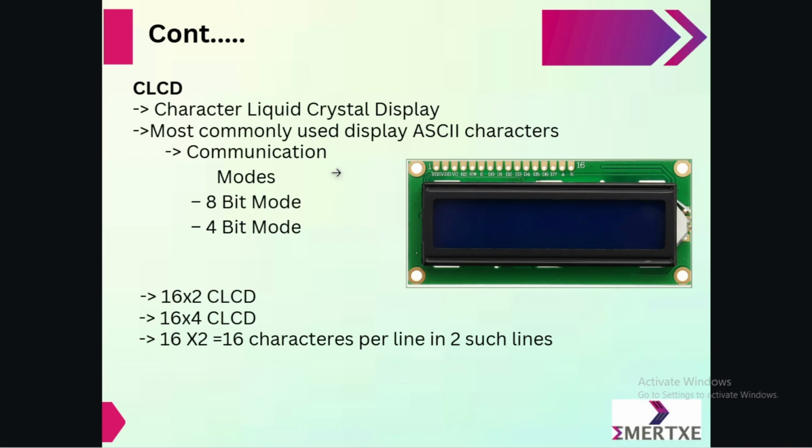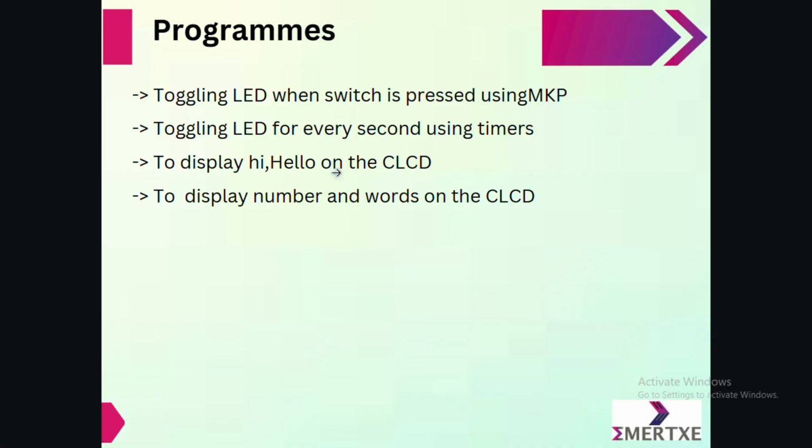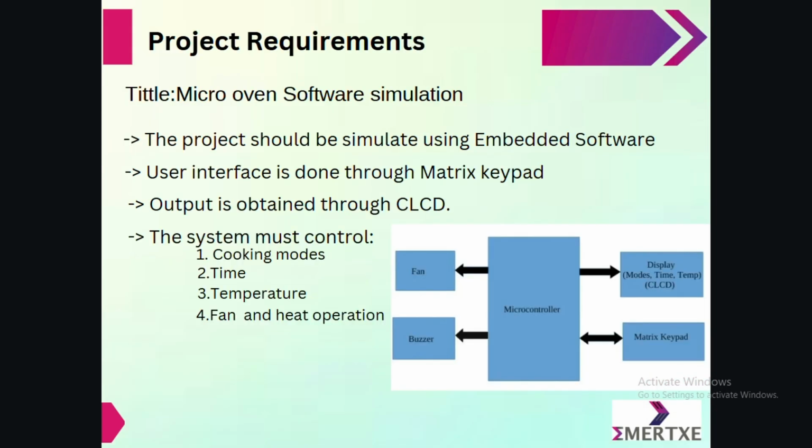To understand these peripherals better, we implement small programs. For example, toggling an LED when a switch is pressed or blinking an LED every second using timers. Another program displays messages like hi or hello on the CLCD. We can also show numbers and words, which demonstrates how an embedded C program interacts with hardware. These exercises build the foundation for larger projects by teaching us how to combine inputs and outputs and the logic of these peripherals. And the next one was project requirements.